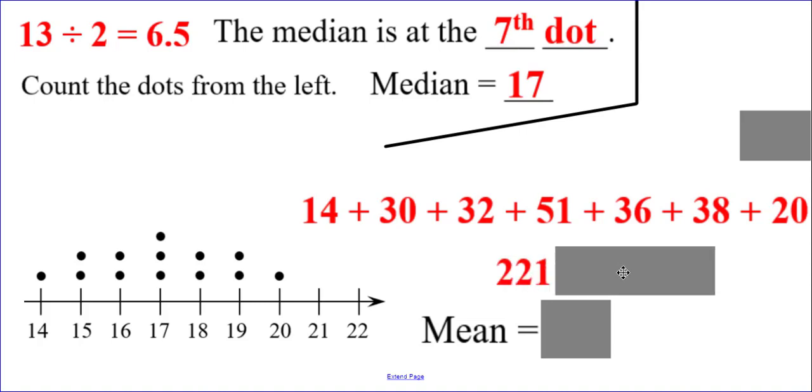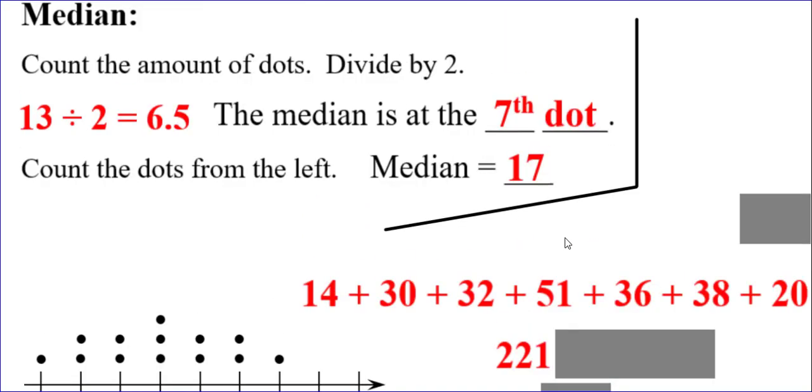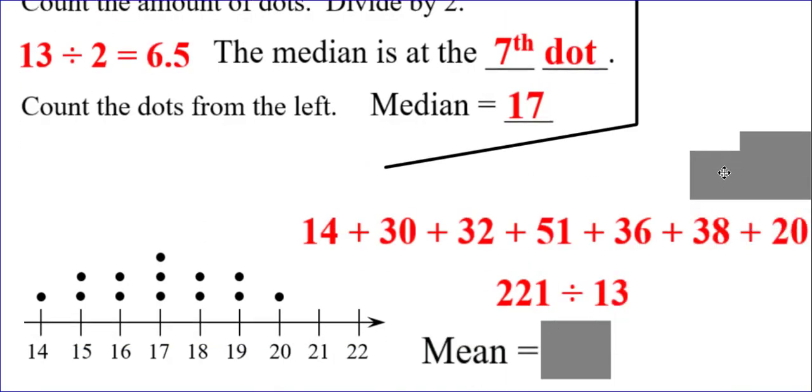I'll give you 221. What are we dividing by? Oh, that's right. There was 13 dots. So we're going to divide by 13. Go ahead and do this in your calculator along with me. 221 divided by 13 is 17.